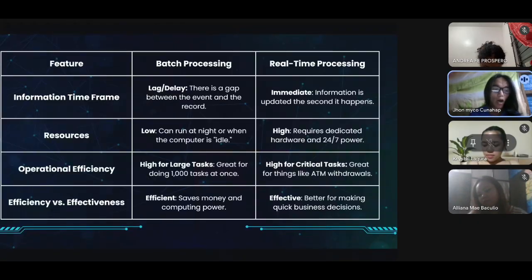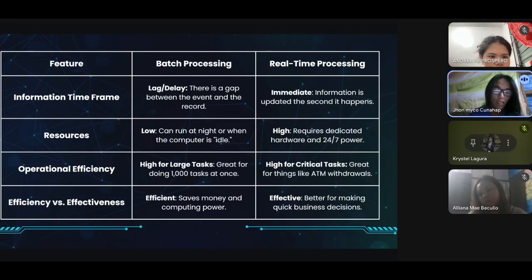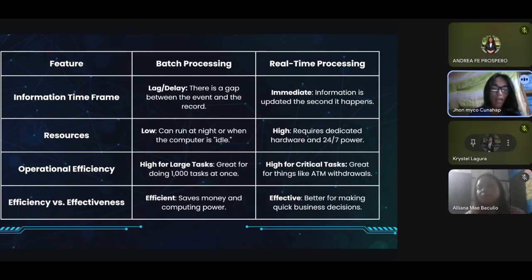Now we go to the efficiency and effectiveness. So when we look at the efficiency and effectiveness, batch is highly efficient. Yet, yung real time naman is very effective because it gives us the fresh information we need right now. So as auditors, we check which one the company uses to see how fresh their financial reports really are. So now let's delve into the destructive update approach, which is the next slide.